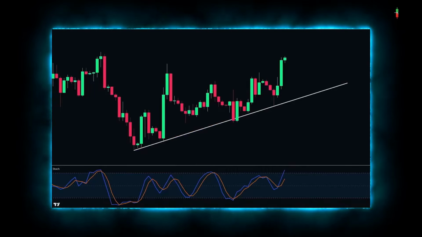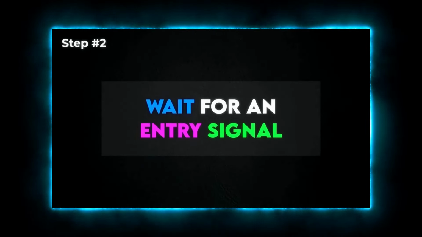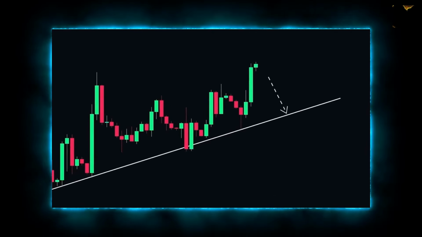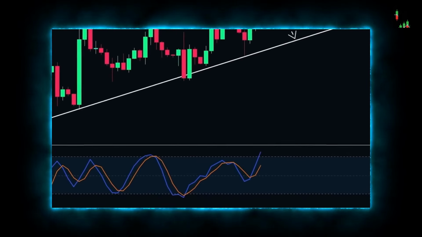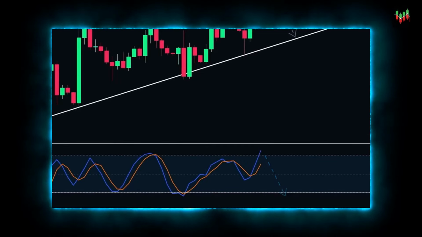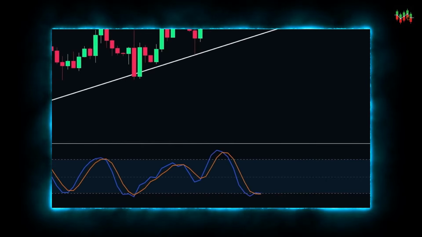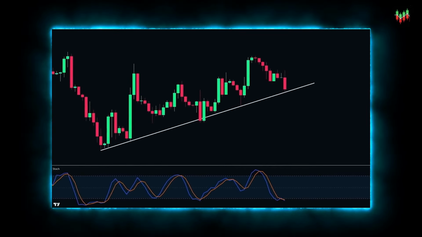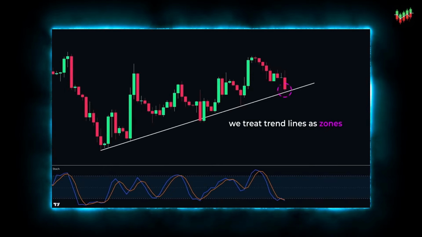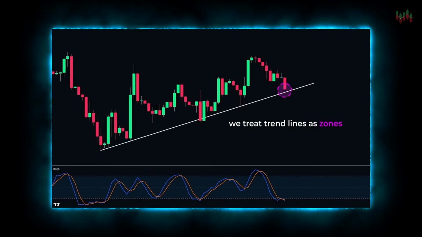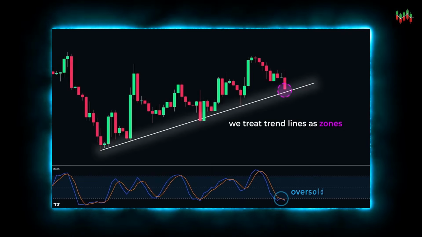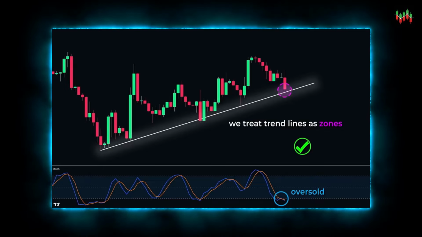Now that all the tools are set, we can start looking for entries. So, what I look for is price approaching the trend line, but I also want to make sure that the blue stochastic line crosses into the oversold level, which is this bottom level here. So that would look something like this. But keep in mind, as I mentioned earlier, we treat trend lines as zones instead of fixed lines. This means that price doesn't have to touch the trend line perfectly, as long as it's within the zone of the trend line. While the stochastic crossed oversold, the setup is still valid.